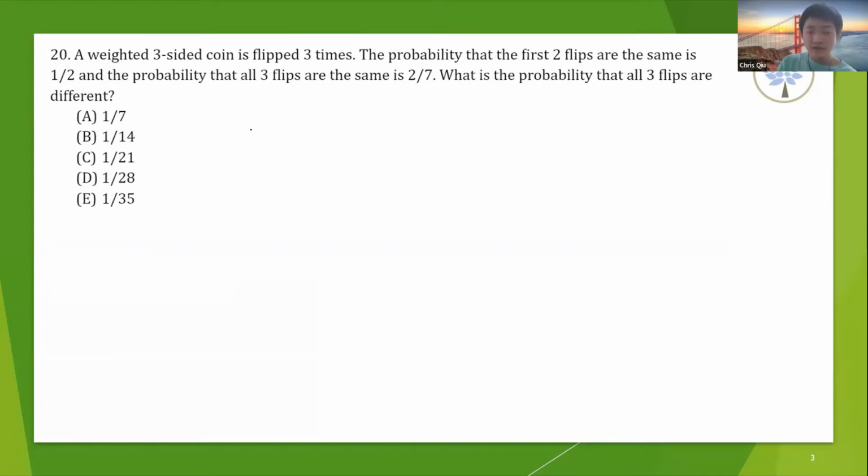So let's first create some variables. So let's name these variables P, Q, and R. And what we want these 3 variables to define are, so let's say P is the probability that in a flip, face 1 is shown. And Q will be the probability that face 2 is shown.